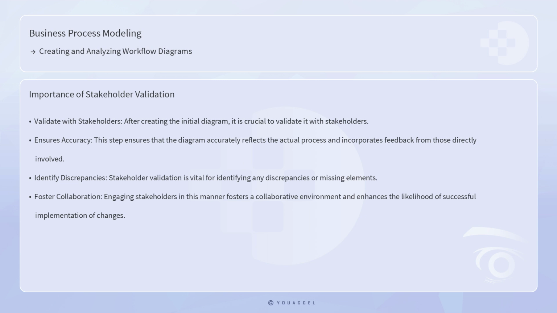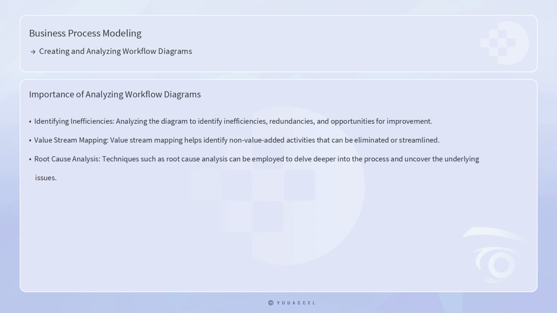After creating the initial diagram, it is crucial to validate it with stakeholders. This step ensures that the diagram accurately reflects the actual process and incorporates feedback from those directly involved. Stakeholder validation is vital for identifying any discrepancies or missing elements and for gaining buy-in for subsequent process improvements. Engaging stakeholders in this manner fosters a collaborative environment and enhances the likelihood of successful implementation of changes.